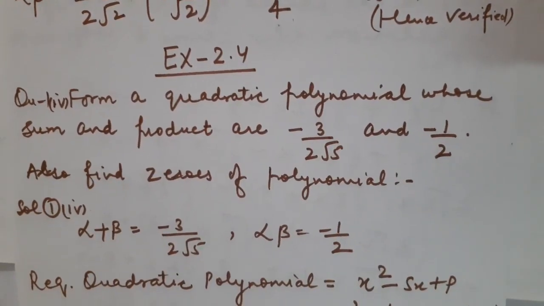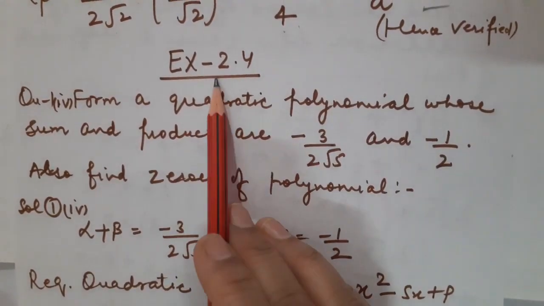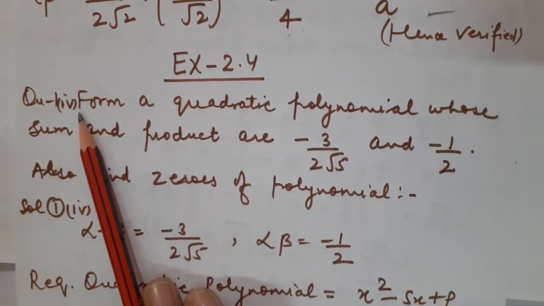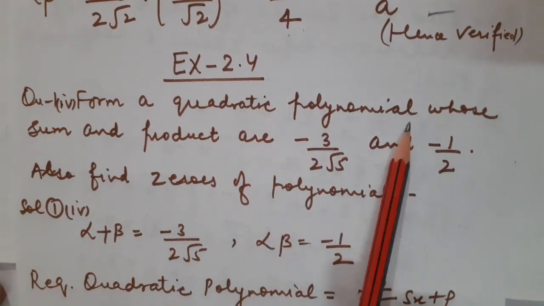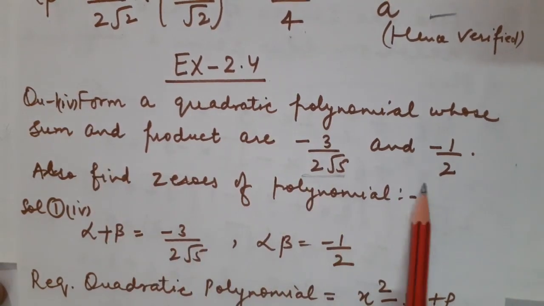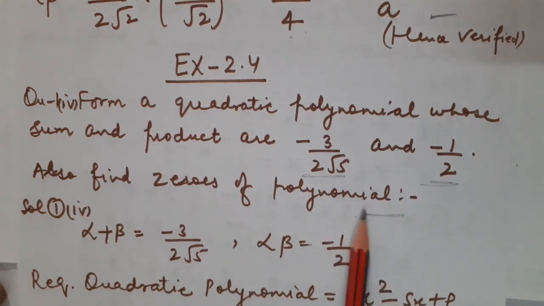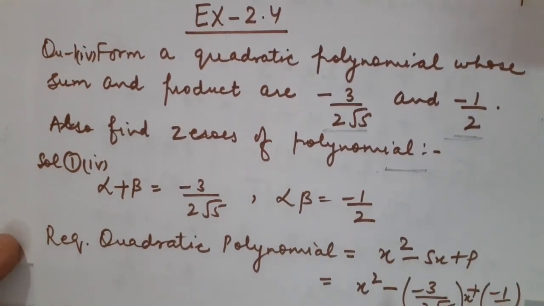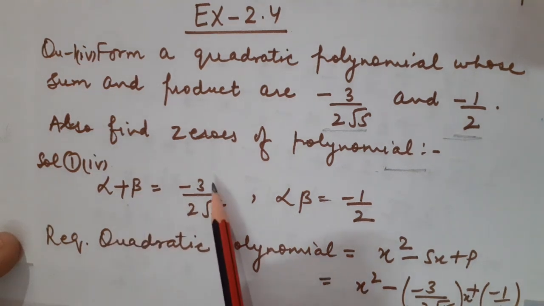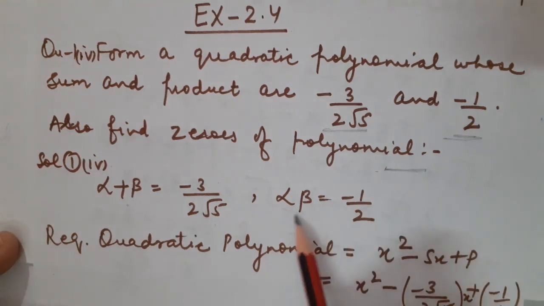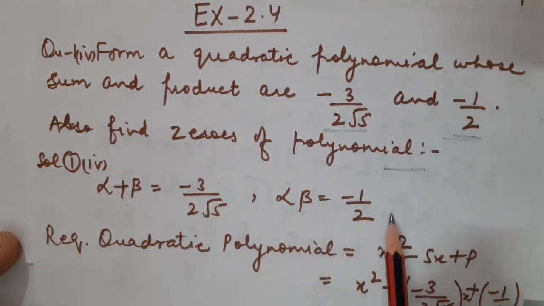Now children, another question which I am going to take, that is from exercise 2.4. Question number first, fourth part. This question I found a little bit tough for you. Again, the same reason, because under root is present in it. Fine. Form a quadratic polynomial whose sum and product you will be having. You have to find the zeros of that formed quadratic polynomial also. So we know the sum of the zeros, that is minus 3 upon 2 root 5. And product of the zeros, that is alpha into beta, is equal to minus 1 by 2.